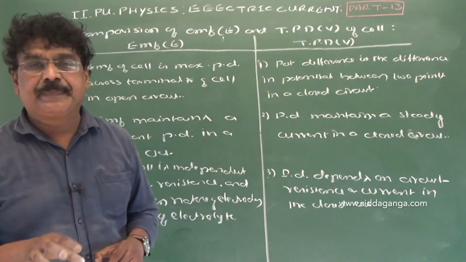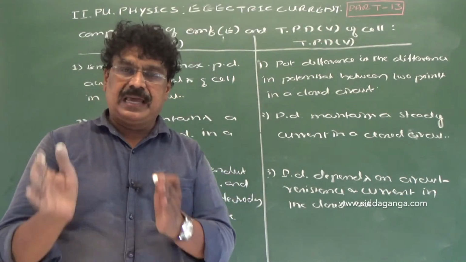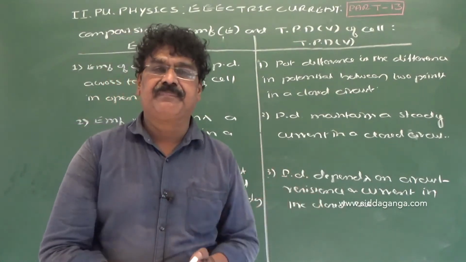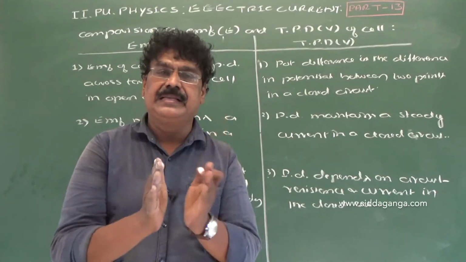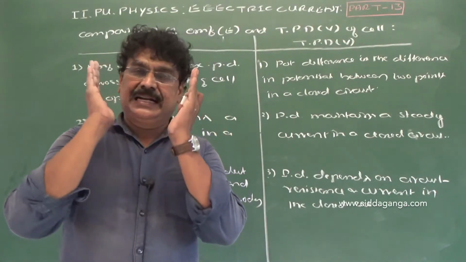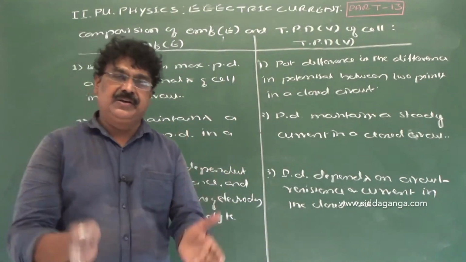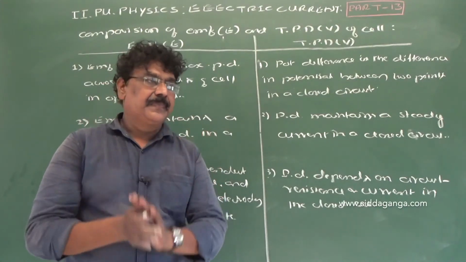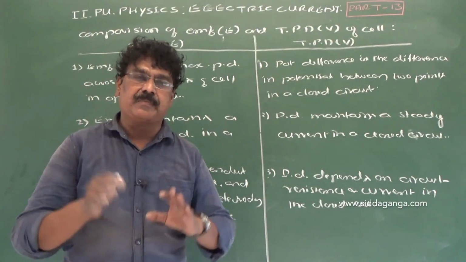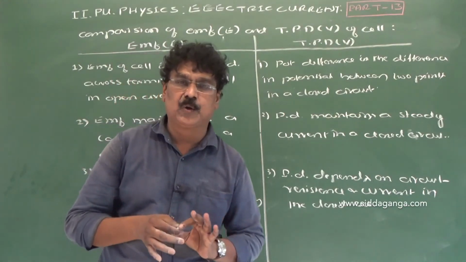So generally the term EMF is used for a source of voltage like a cell, a battery or an AC generator. The term potential difference is used where there is a voltage between 2 points, or there is a difference in potential between 2 points.